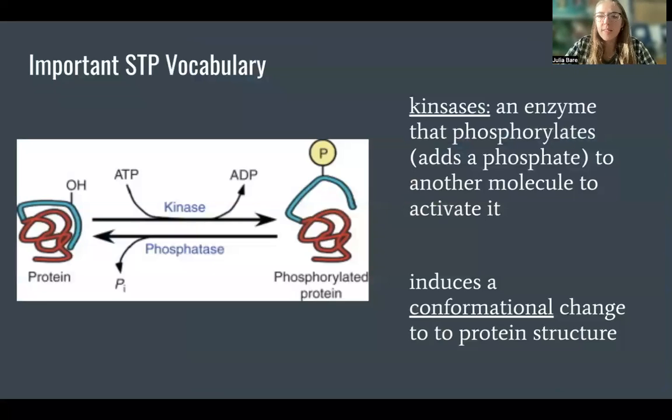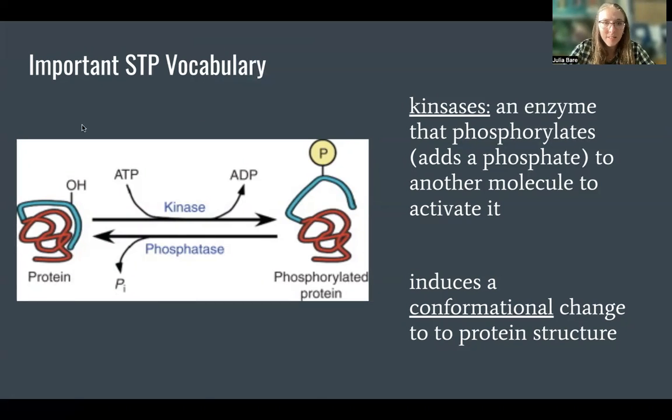Another important signal transduction pathway vocabulary term is a kinase. There's a typo here that says kinsases. It should say kinases. A kinase is an enzyme that phosphorylates, or adds a phosphate group, to another molecule in order to activate that molecule. Typically, they are going to activate other proteins. And this activation, this phosphorylation, induces a conformational change in the protein's structure.